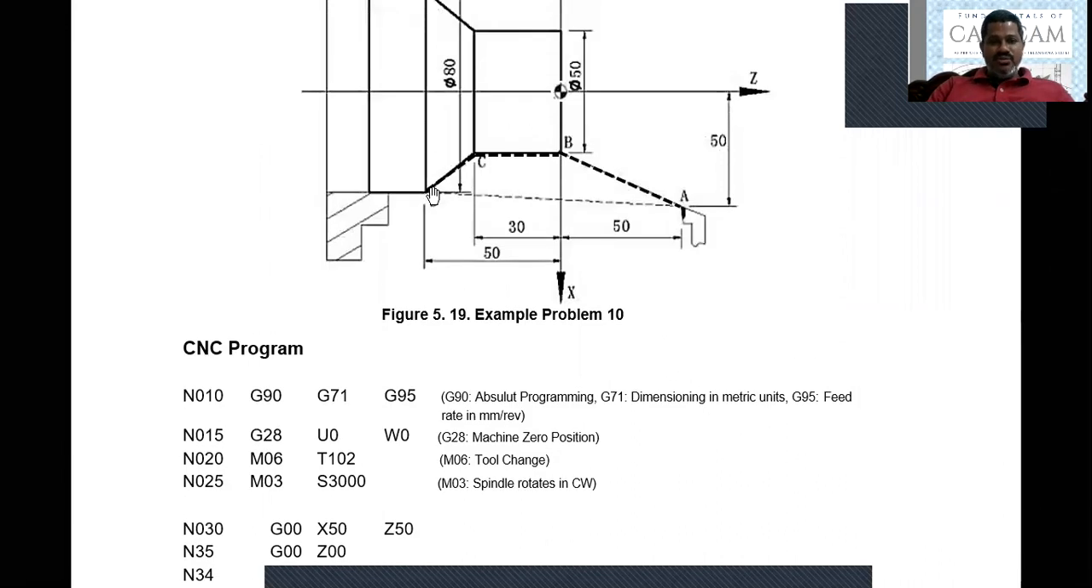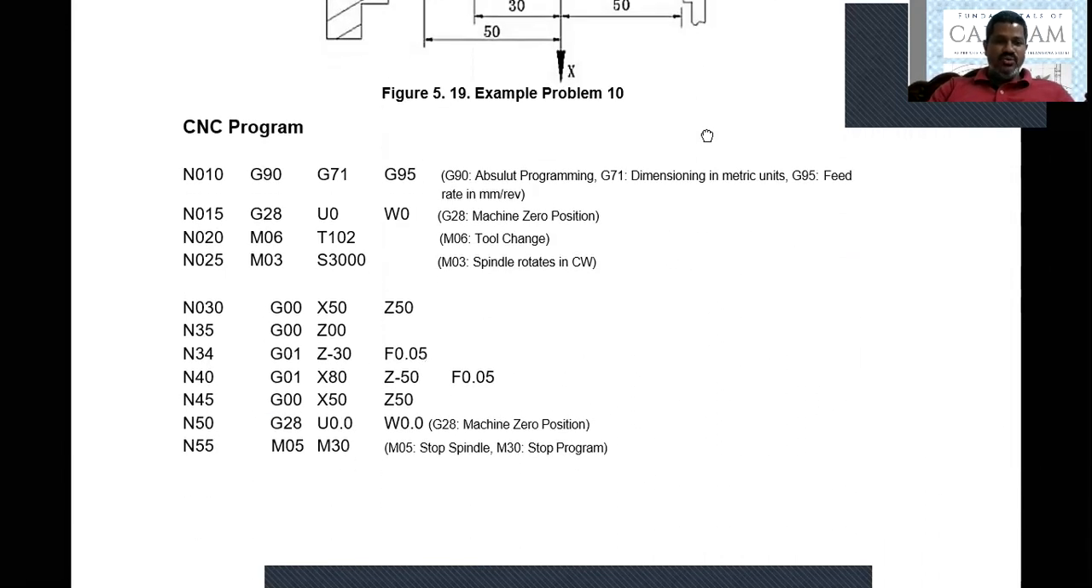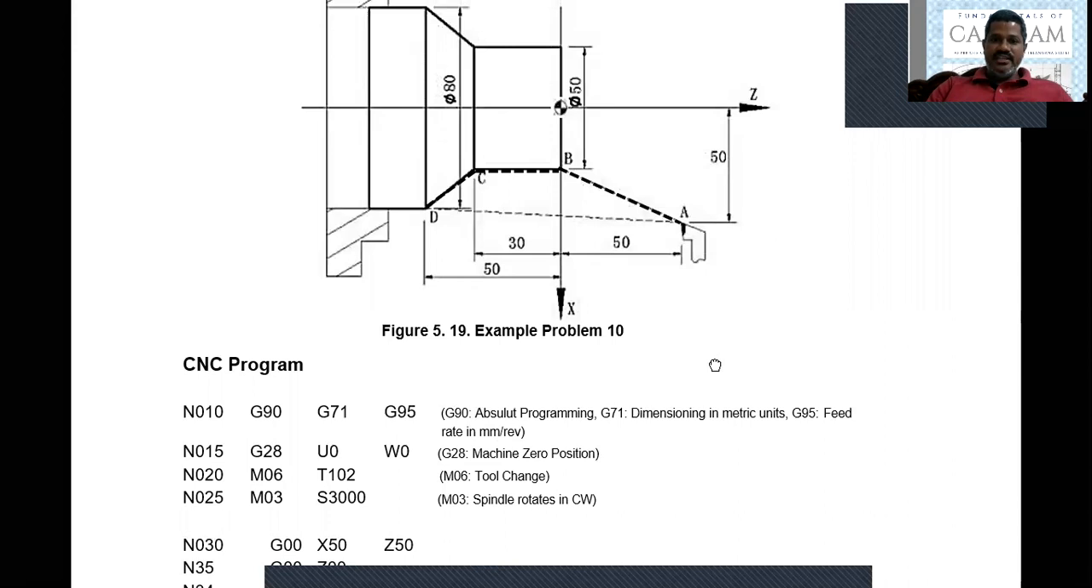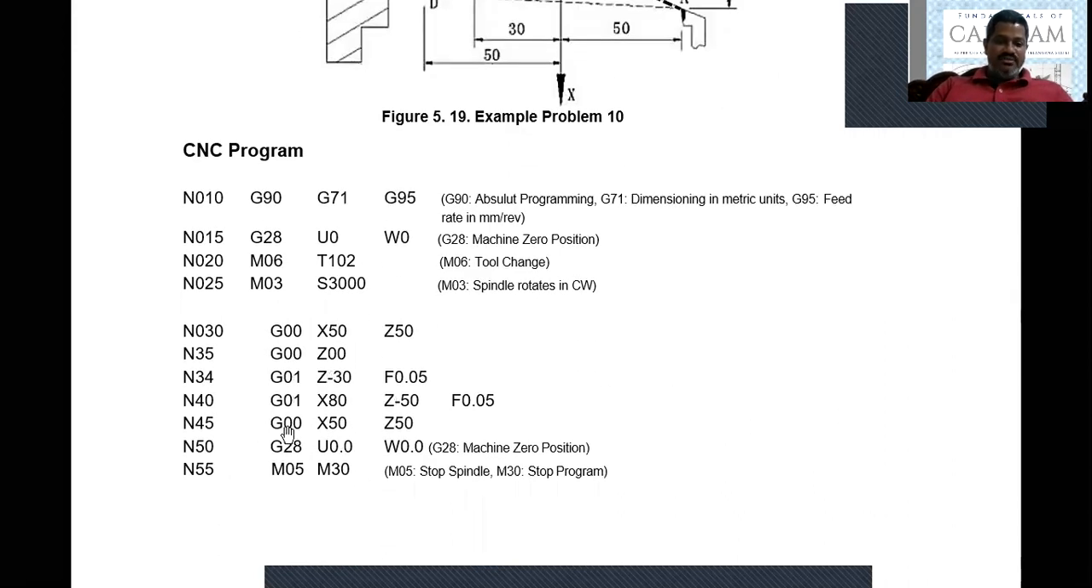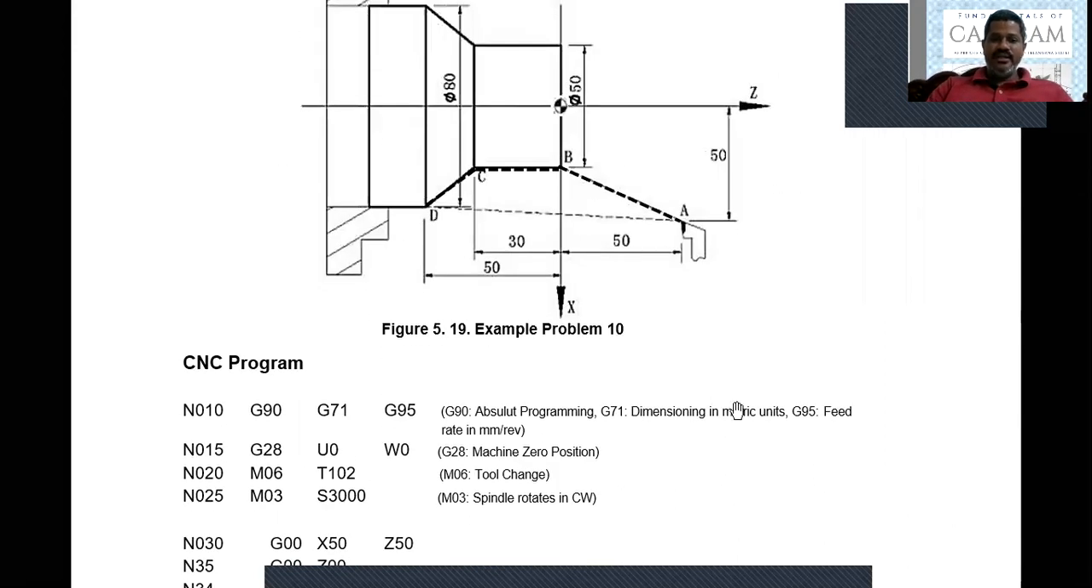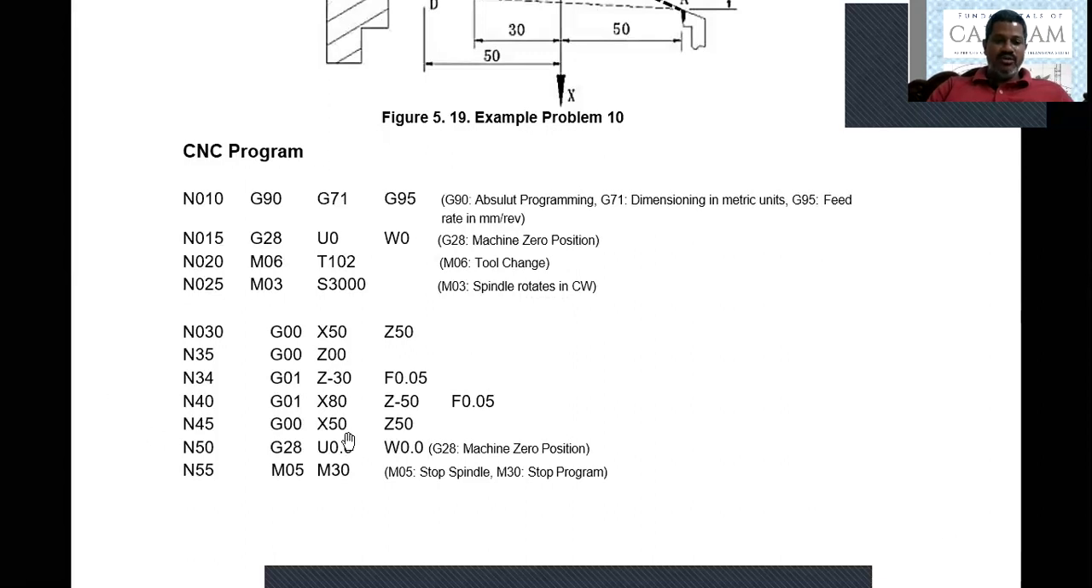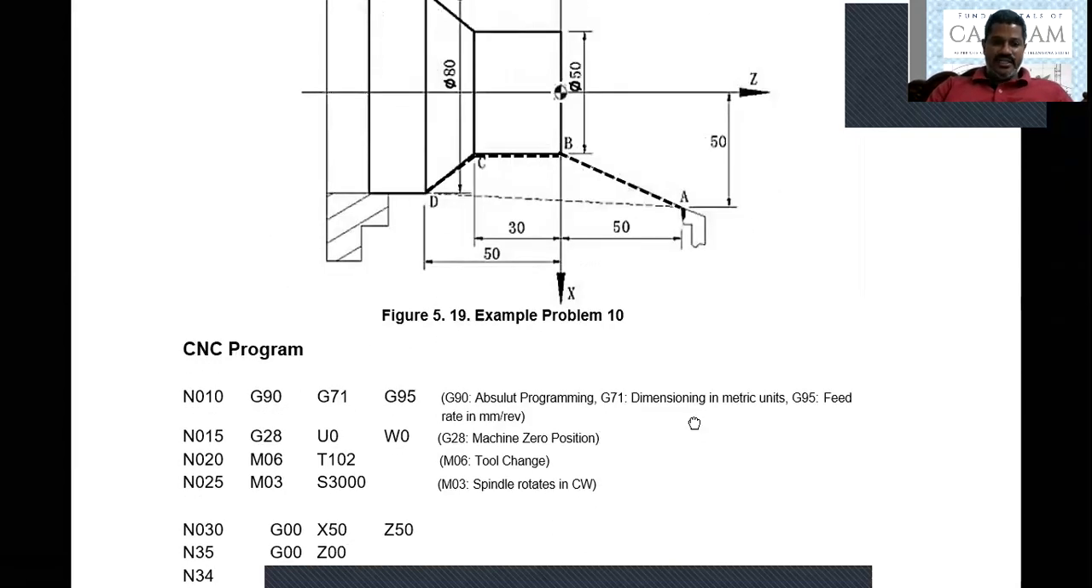And finally, we need to move the tool from D to A. This is also one step. The coordinates of A are 50, 50. You can specify it in rapid mode. From D to A, the tool is moving in rapid mode to 50 and 50. Finally, the tool moves from D to A.